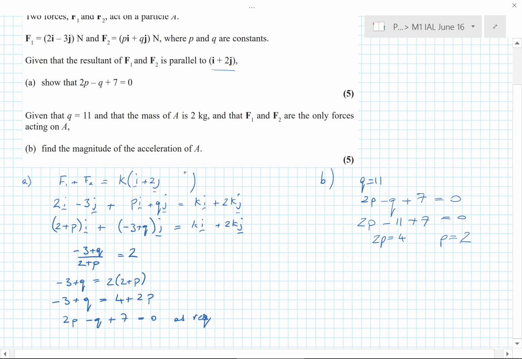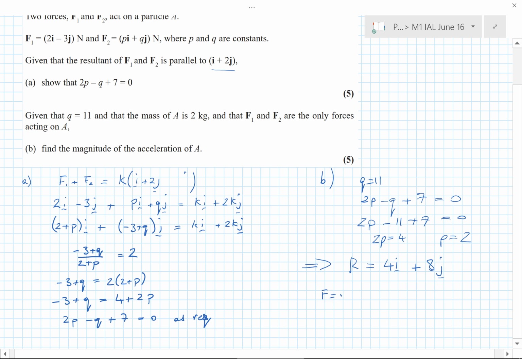So p equals 2, but the resultant therefore, let's call it R for resultant, is going to be equal to F1 plus F2, which is 2 plus p, so that's 4i, plus, q is equal to 11, so 11 minus 3 is 8j. So that's the resultant force.